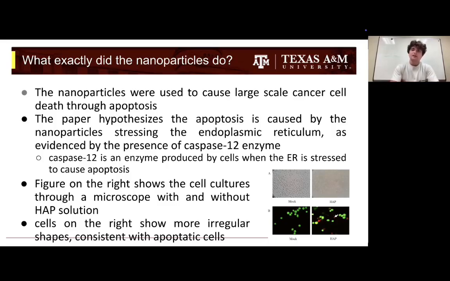And if you see on the bottom right, they're both through microscopes, but the top one is just normal lighting, and then the bottom one has a fluorescent dye added, so you can more easily see the dead and dying cells.